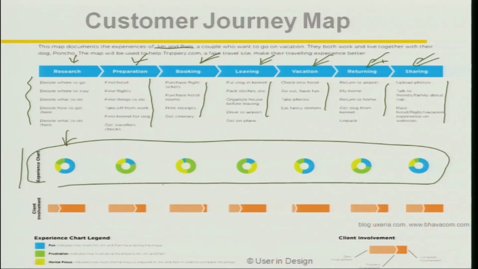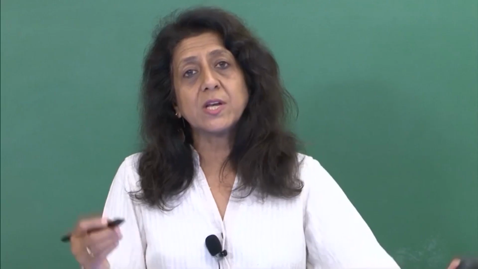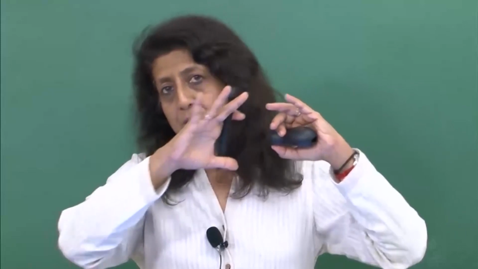Okay, and then of course the client involvement, in this case the travel agent or whatever, how much were they involved in this whole process. Okay, so this is a customer journey map, which visually gives you a representation at a glance of the entire journey of what a customer has gone through.